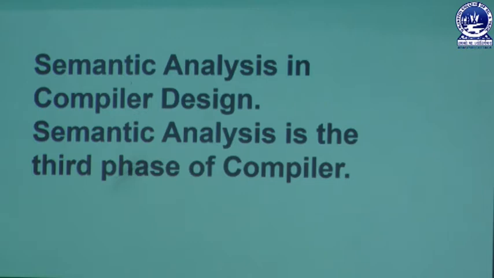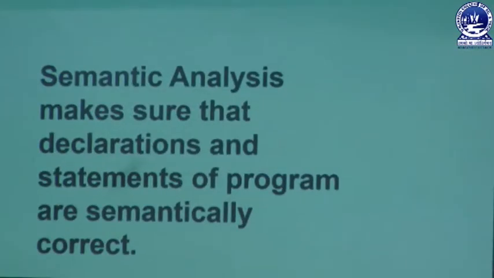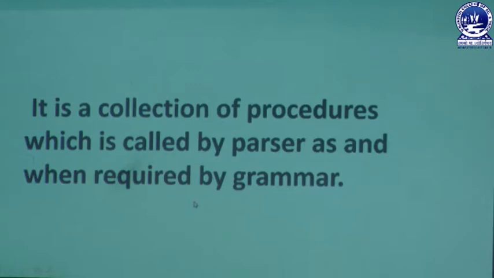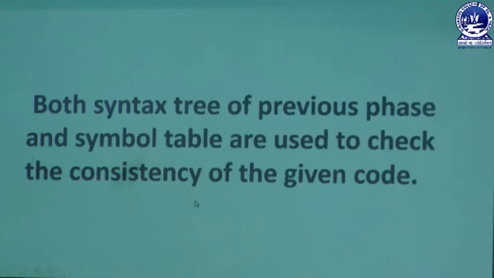We will discuss exactly what operations are performed in semantic analysis in this phase. Semantic analysis is the third phase of the compiler. Semantic analysis makes sure that declarations and statements of the program are semantically correct. It is a collection of procedures which is called by the parser when required by the grammar. Both the syntax tree of the previous phase and the symbol table are used to check the consistency of the given code.